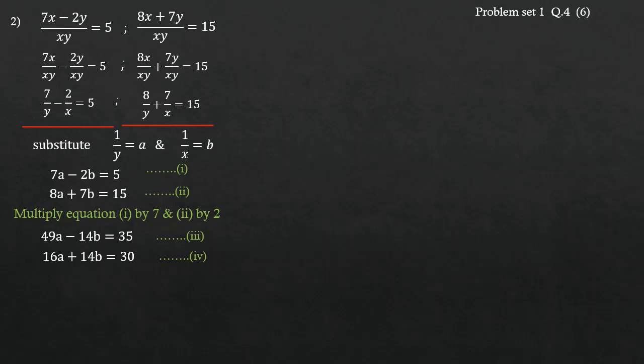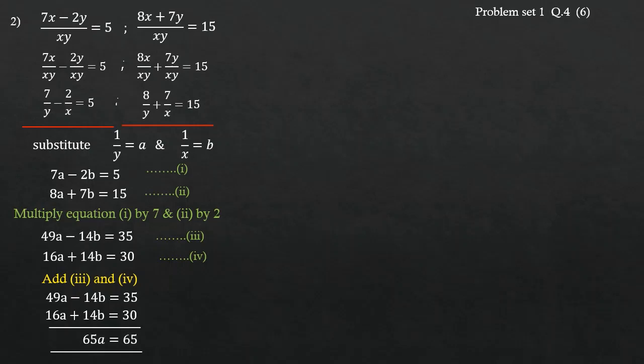So let's select and check what operation you have to do. So the sign of 14b in the third equation is negative, and the sign of 14b in the fourth equation is positive. So the signs are different, so we do addition of equation number 3 and equation number 4. So we'll write them again and we add. Whenever we are doing addition, there is no change in sign. So directly we do simplification. Minus 14b plus 14b will cancel, and 49a plus 16a gives you 65a, and on the right hand side 35 plus 30 gives you 65. So by this we can find the value of a, and the value of a we are getting as 1.